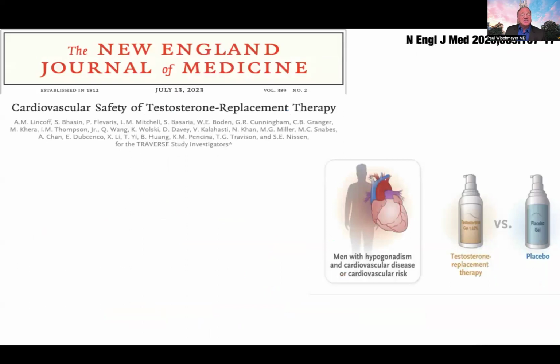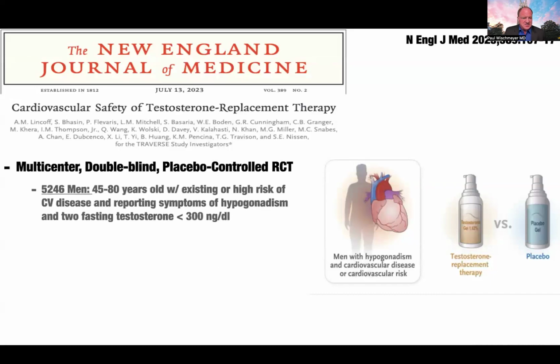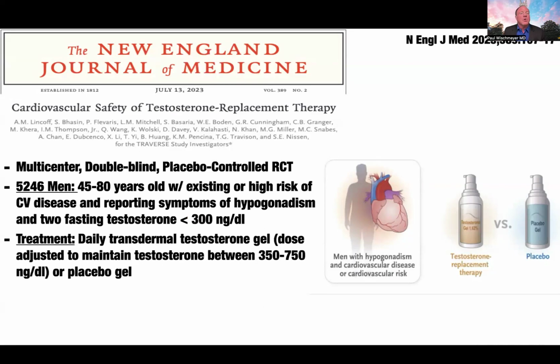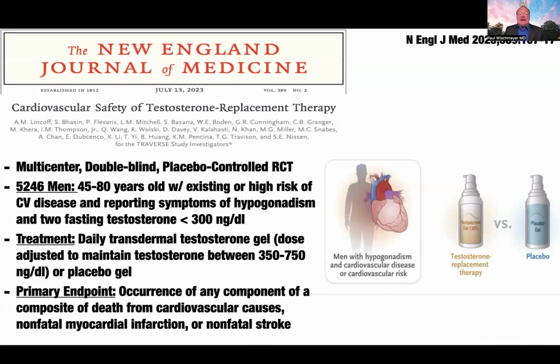Then there was this fascinating study done where they looked at testosterone replacement therapy with a gel versus not, looking at the cardiovascular safety. This was a non-inferiority trial intended to show either risk or safety of testosterone in patients for cardiovascular disease. And this was 5,200 men with existing or high risk of heart disease. Many of these patients already had heart disease, who were treated when they had a low testosterone or not, with a placebo or an intervention. And they were targeted to levels between 350 and 750. Primary endpoint was any other cardiovascular event, heart attack, or stroke.